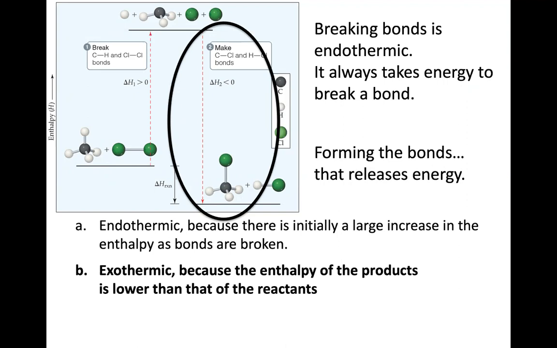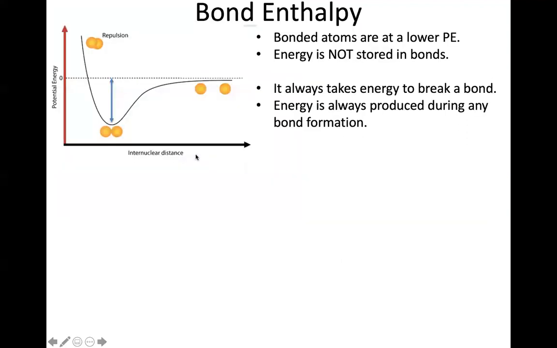This idea of talking about the energy pertaining to the bonds, that's what is in this last category of bond enthalpy. So as I think about it conceptually, bonded atoms are always at a lower potential energy than if the atoms were broken apart. It's a misconception to say energy is somehow stored in the bonds. When they're bonded, they are at a lower potential energy than if they were separate from each other. It always takes energy to break a bond, and energy is always produced as the bond is formed.